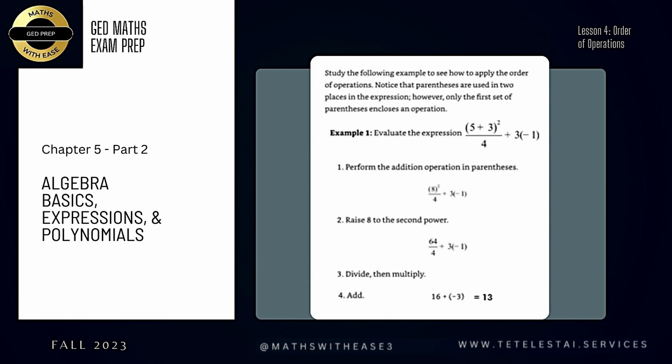So we're asked to evaluate the expression 5 plus 3 squared divided by 4 plus 3 times negative 1. You're going to start by performing the operation in parentheses. 5 plus 3 equals 8. Then raise 8 to the power of 2, which is 64. And according to the order of operations, we then divide 64 by 4, which gives 16. 3 times negative 1 is negative 3. And our final step, adding 16 to negative 3, gives us 13.